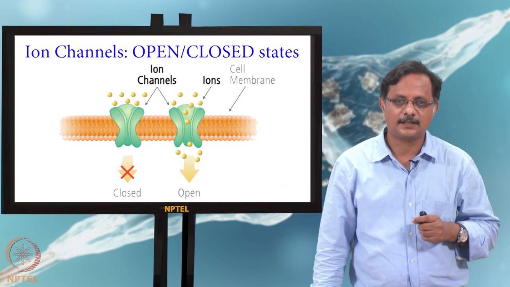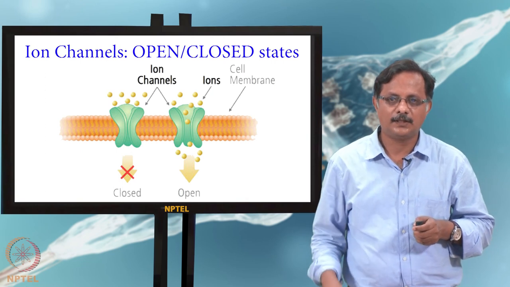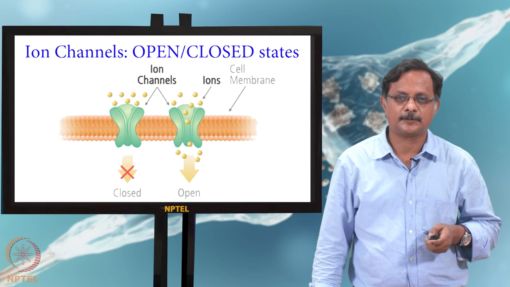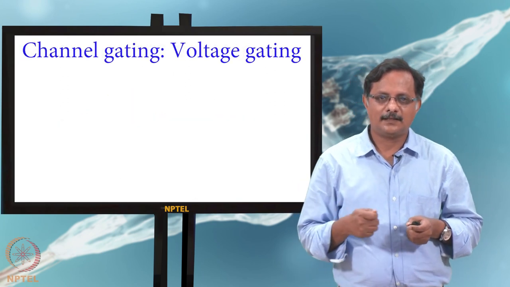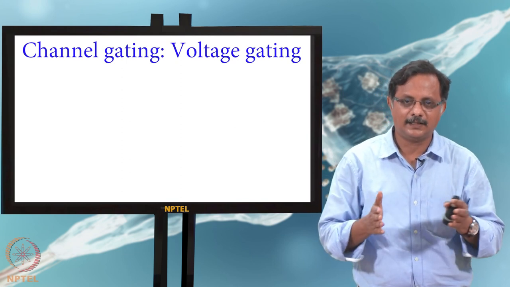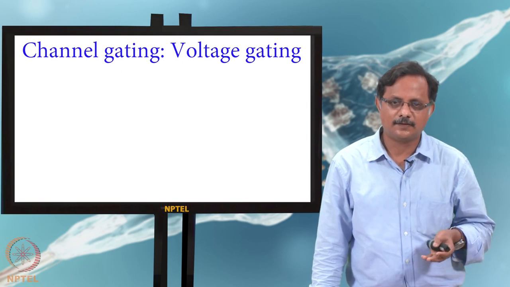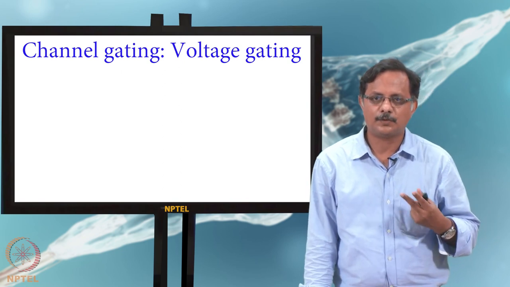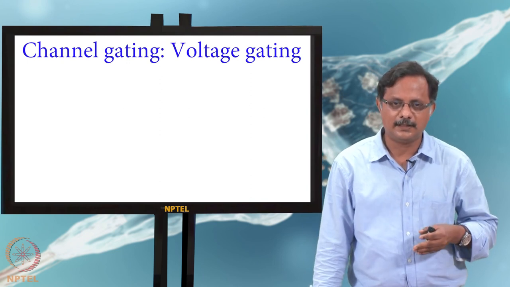So the ion channels can exist in open or closed states, and therefore the flow of ions through them can be controlled by various processes. The process by which a channel can be opened or closed is called gating. Controlling the gating activity of a channel is called gating, and there are several kinds of gating mechanisms. We'll talk about only two in this current lecture, because the other two are not relevant to the current discussion.